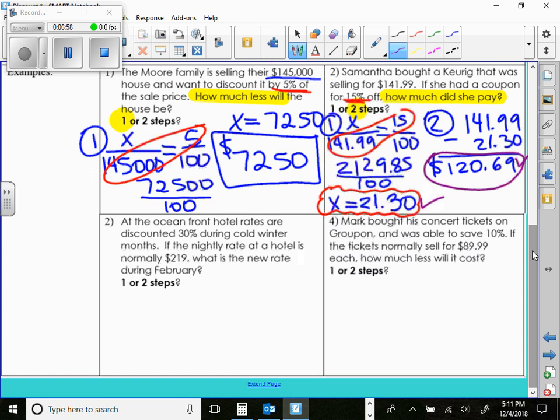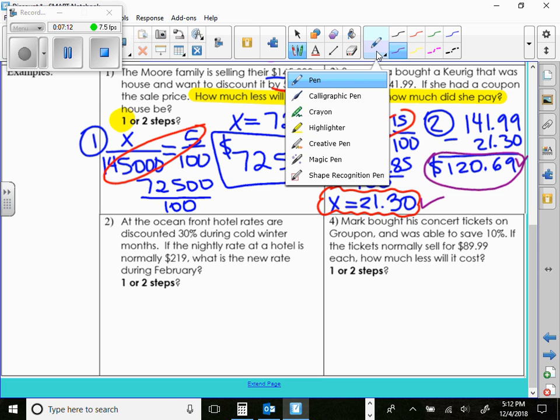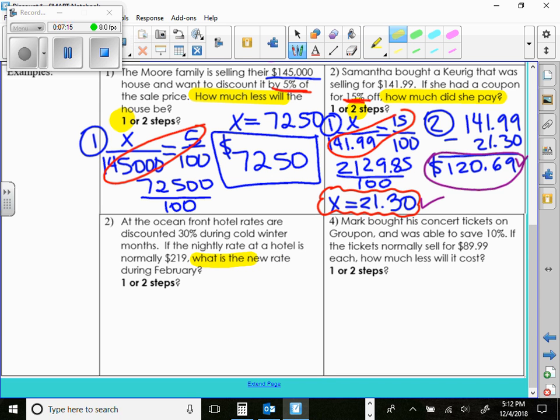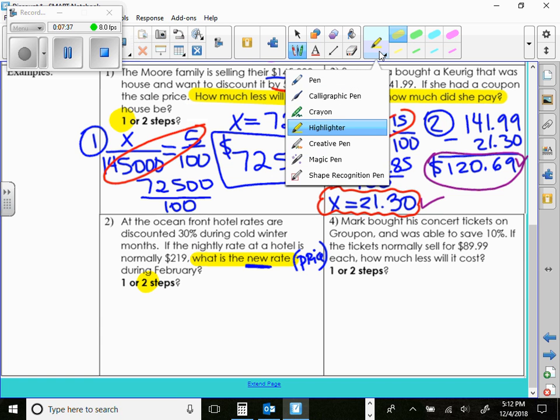Next one, at the oceanfront hotel rates are discounted 30% during cold winter months. If the nightly rate at a hotel is normally $219, what is the new rate during February? The question is, what is a new rate? And in this case, the rate they're referring to is the price, so the price of the hotel room. So they're asking us to find the new price. If I need to find the new price, I would need to know how much less it will cost so I can subtract it from the original price. So that is a two-step problem right here.